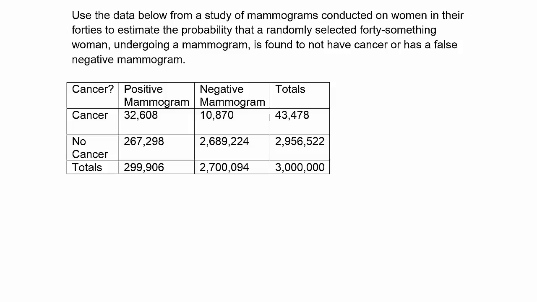Use the data below from a study of mammograms conducted on women in their 40s to estimate the probability that a randomly selected 40-something woman undergoing a mammogram is found to have cancer or has a false negative mammogram.